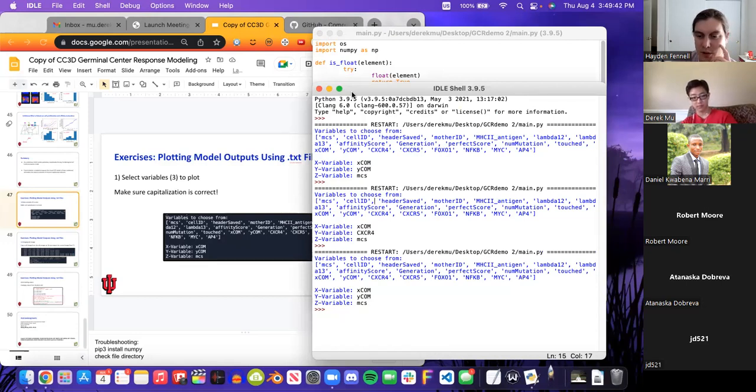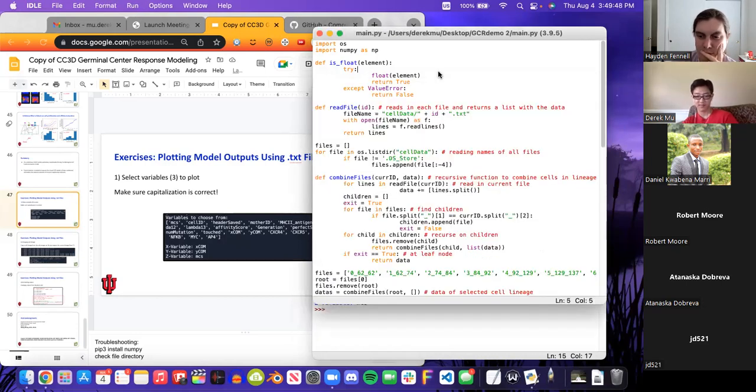Give people another minute or two. Any questions about the code? Is everybody at least able to find the folder? Is this link working? You can just give a thumbs up or a show of hands if the link is working. Okay, great.